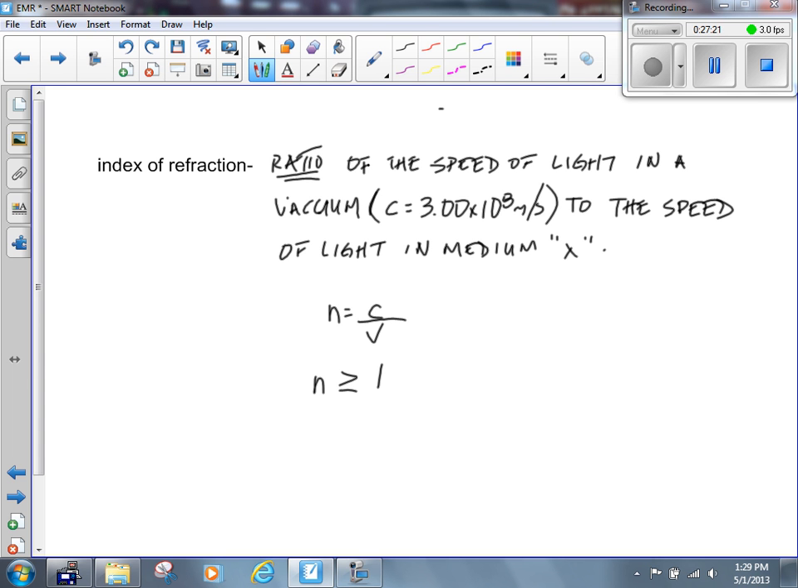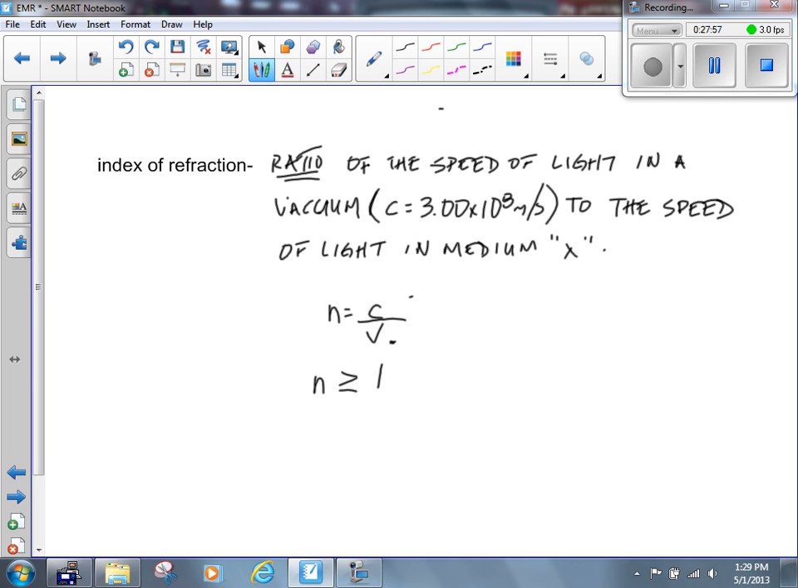If the biggest V you can have is 3 times 10 to the 8, 3 times 10 to the 8 divided by 3 times 10 to the 8 is 1. V can be smaller than that, though. 3 times 10 to the 8 divided by 2 times 10 to the 8 would be about 1.5. That would be the index of refraction of glass, because light only travels about 2 times 10 to the 8 meters per second in glass, depending upon the type of glass. If you solve for the index of refraction and you get a number that's 0.75, you're wrong. Do it again.